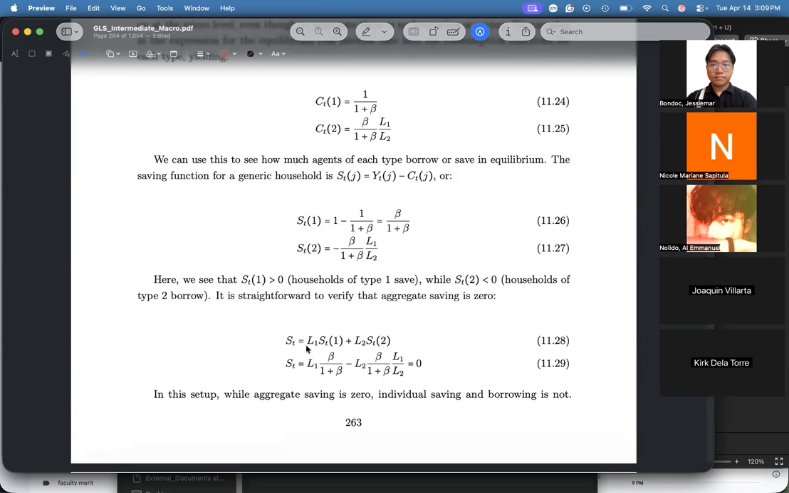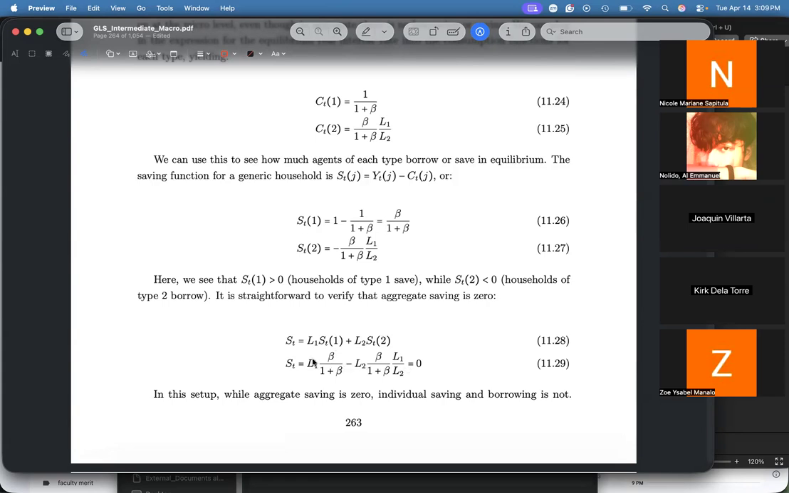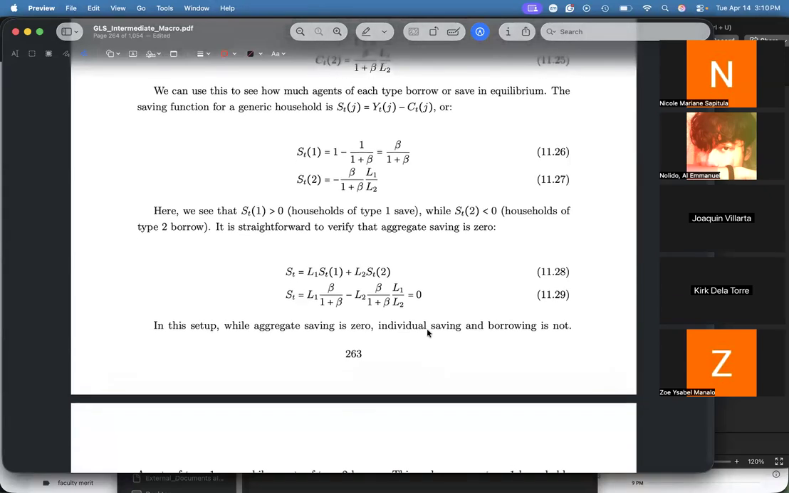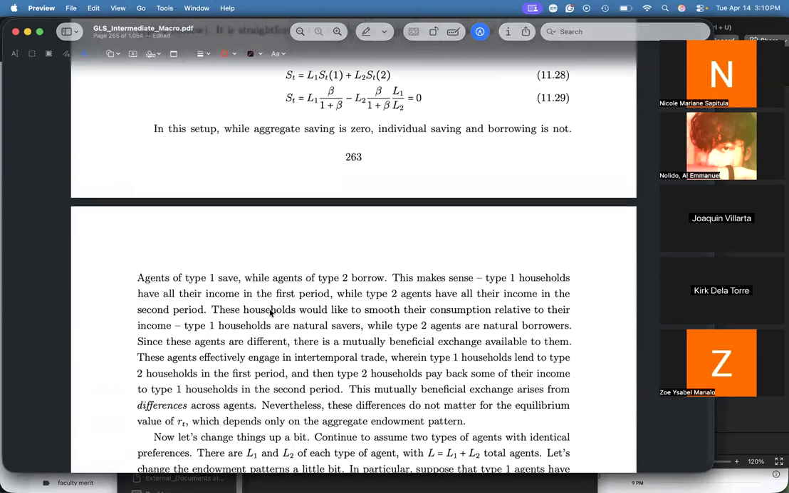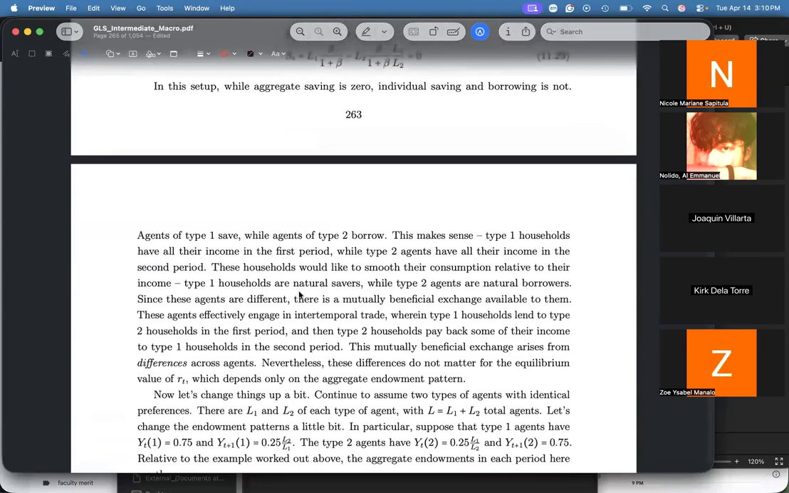And then all you have to do is put them together. Once you substitute ST1 and ST2, it becomes these two things. But note what happens. L2 cancels with this L2 down here. And then you have the same beta over 1 plus beta on both sides. So you will get L1 minus L1 essentially, and that's going to be 0. Aggregate saving is 0, but individual saving and borrowing is not. Agents of type 1 save, while agents of type 2 borrow in period T.